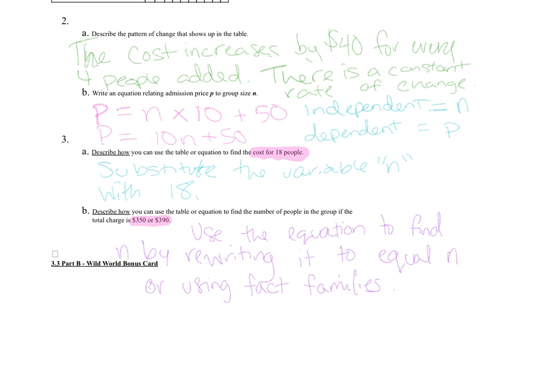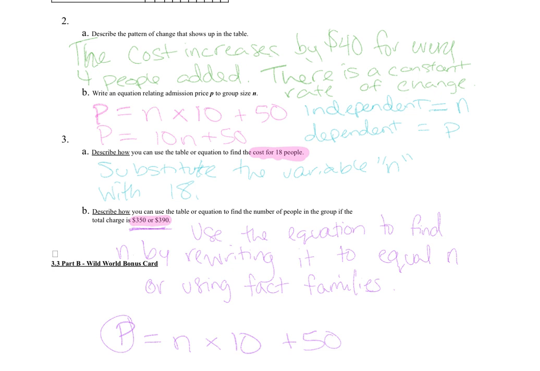So the first thing is, remember, we had this equation that said P equals N times 10 plus 50. Well, I can't exactly solve that even if I have P, which is what the money would be. I could say 350 equals N times 10 plus 50, but honestly, this really doesn't help me. So I'm going to need to look at a family fact for this. So that's what I need to start with.